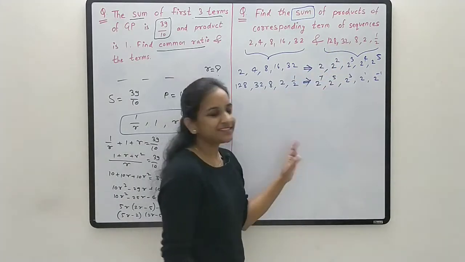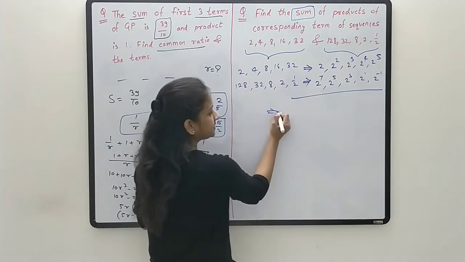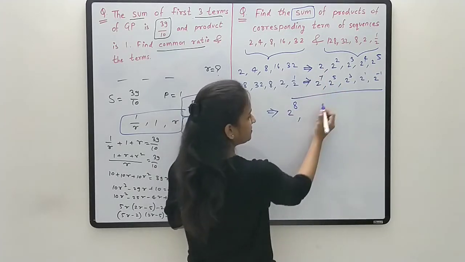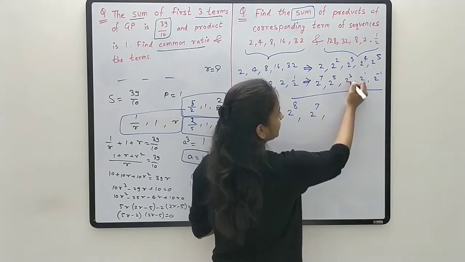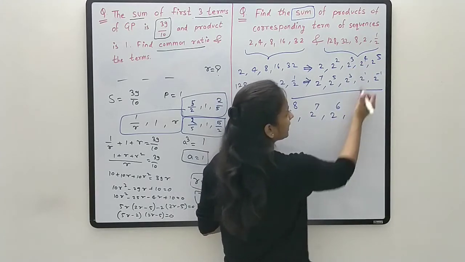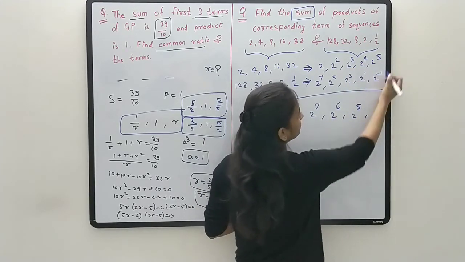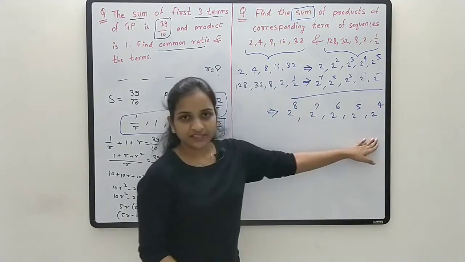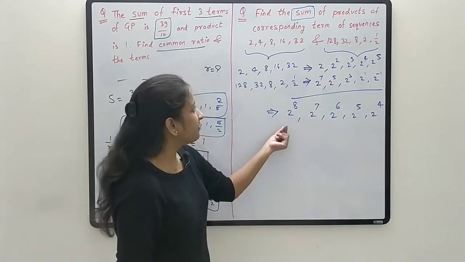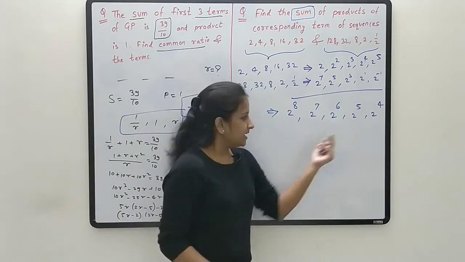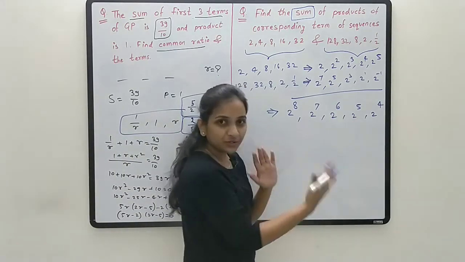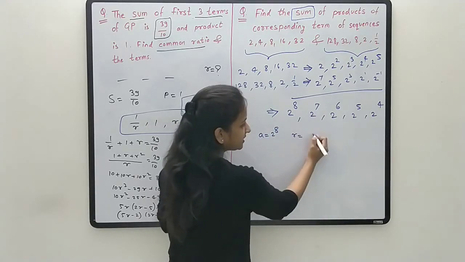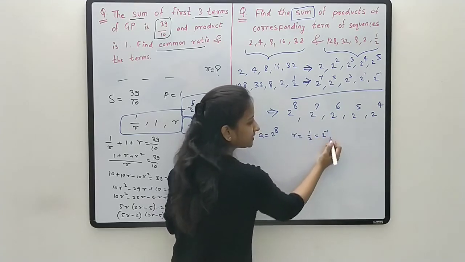Multiplication is easy. So the resultant sequence is 2 into 2⁷, so we will get 2⁸. Next term is 2⁷. Next is 3 plus 3, 6, so 2⁶. Next term is 2⁵. Next term is 5 minus 1, so 2⁴. Right? So this is our resultant sequence. Now we have to find the sum of all these terms. The resultant sequence is also a GP. Here the first term is 2⁸ and the common ratio is 1 by 2, we can write 2⁻¹.